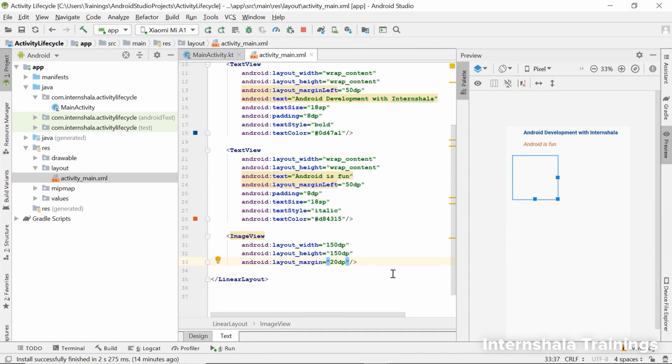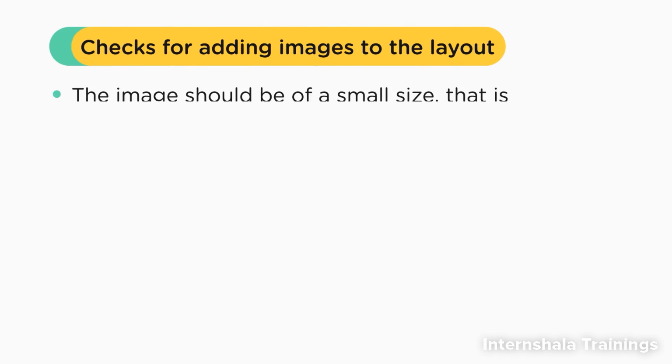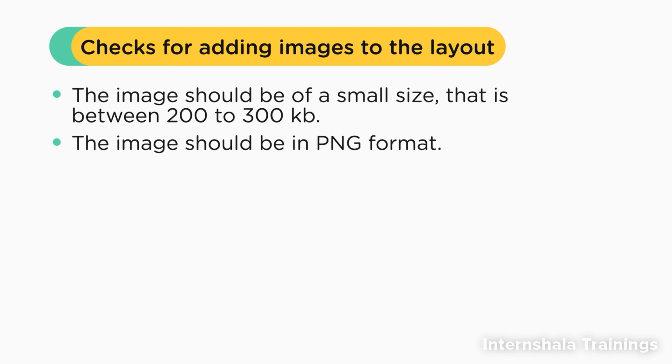Now, before we place any image in this file, we need to make sure of a few things. The image should be of a small size, that is between 200 to 300 KB. That's because if we keep images of large sizes, they will use up a lot of RAM and the image will load really slowly. Next, the image should be in PNG format. Please don't keep the images in JPG or JPEG or any other format.